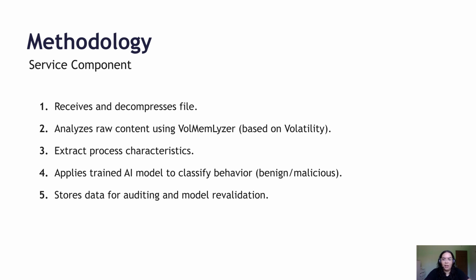Step 2. Launch Vulneralizer to analyze the memory dump. Step 3. The extracted features are formatted into a feature vector and passed to the AI classification modules. Step 4. The trained machine learning models analyze the feature vector and produce a classification, either benign or malicious. Step 5. All data is stored in the Postgres database.